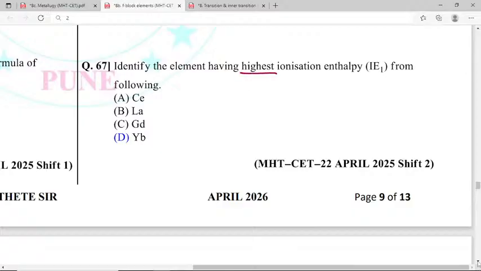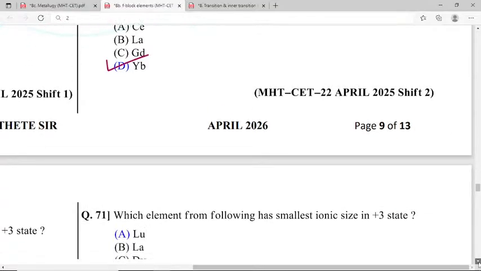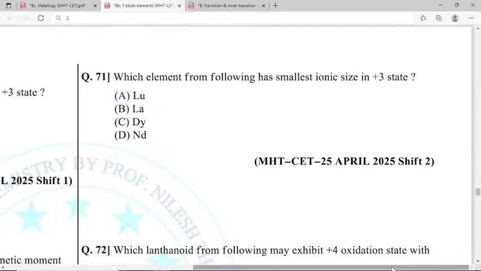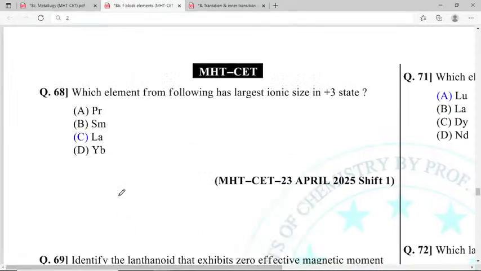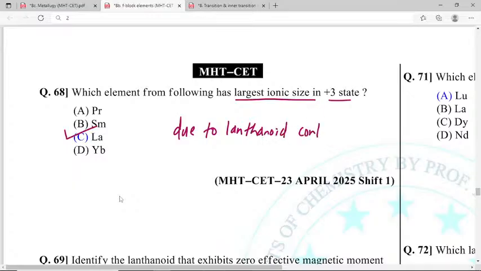Identify the element having the highest ionization enthalpy. Ytterbium is the answer. Ytterbium shows the highest ionization enthalpy because electrons are paired. Orbitals are completely filled. Largest ionic size plus 3, again lanthanum. Largest ionic size plus 3 is lanthanum due to lanthanide contraction.